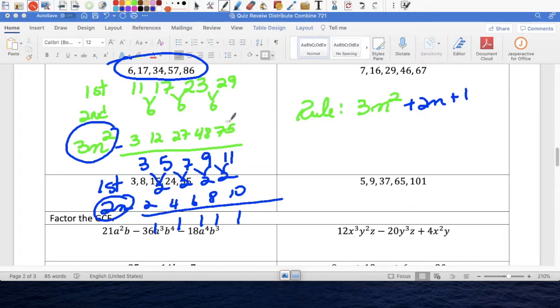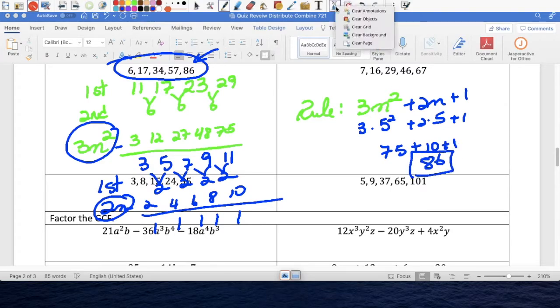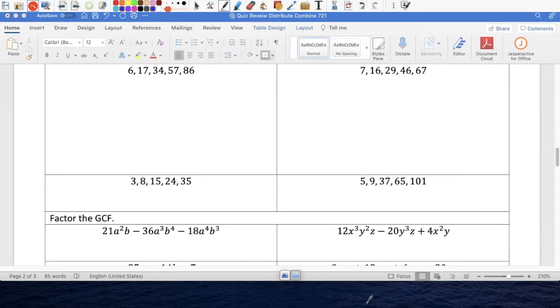Let's pick a number. Let's pick 5. The fifth number of my sequence is 86. So if I plug in 5 over here, I should get 86. 5 to the second power is 25, times 3 is 75, plus 10, plus 1, and that's definitely 86. So it looks like I'm right. If you have time, check two numbers.